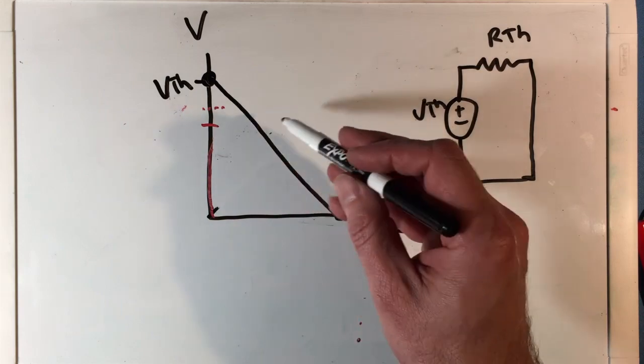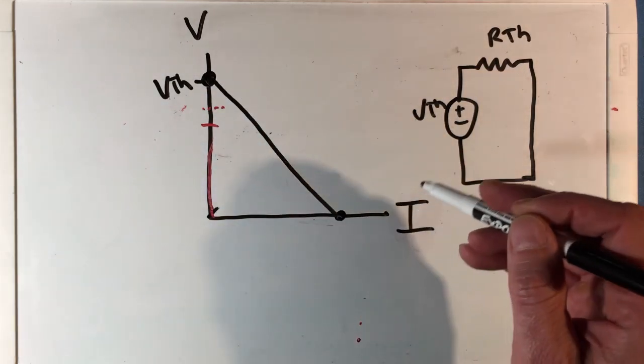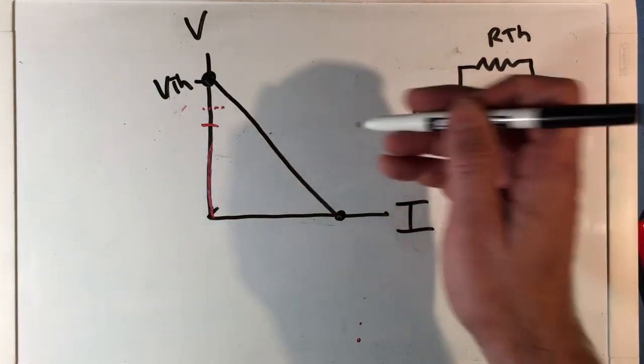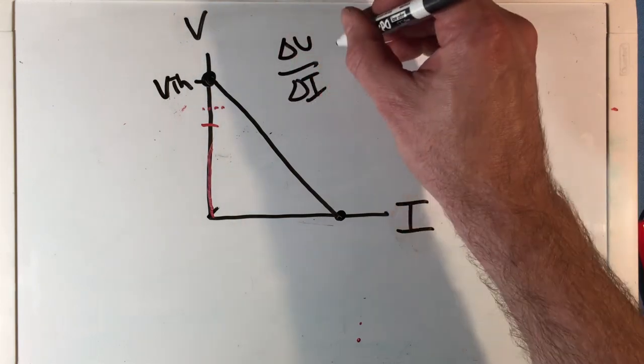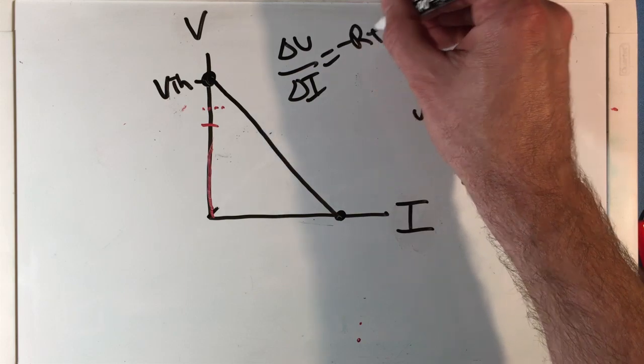It turns out the slope of this line, or rather the negative slope of this, is equal to RTH. Delta V over delta I equals minus RTH.